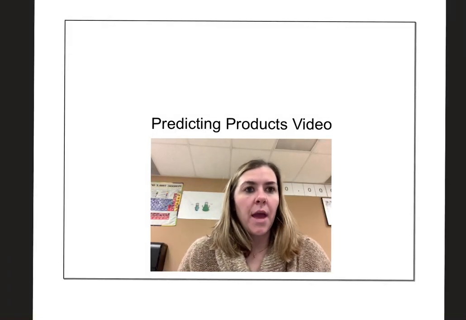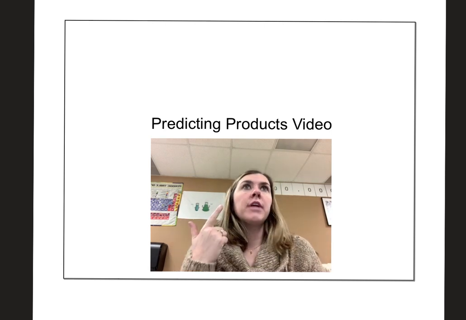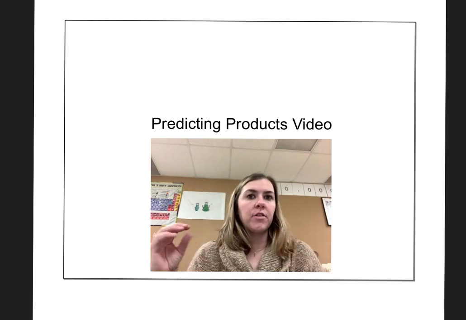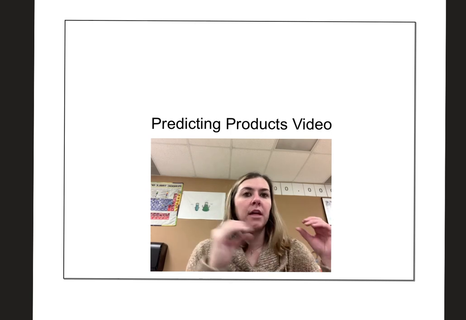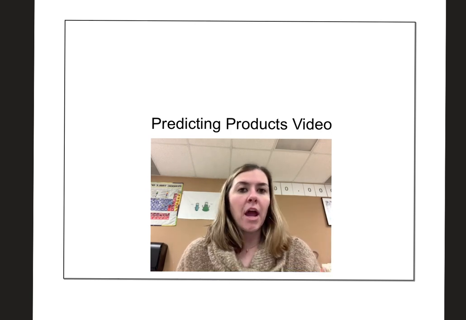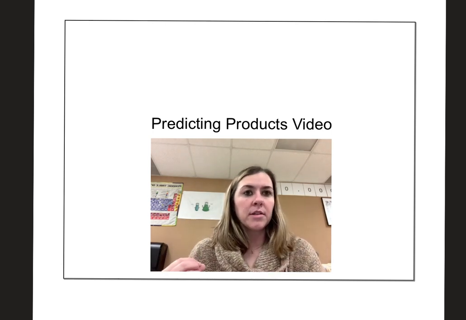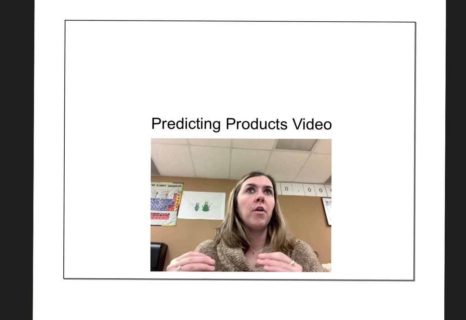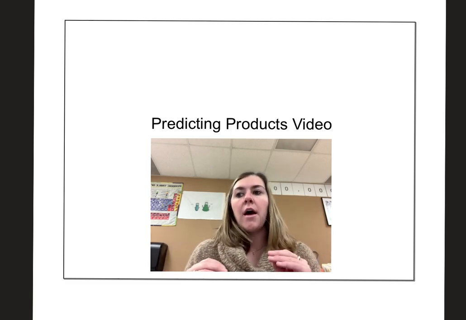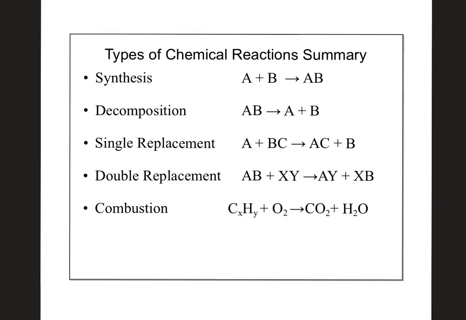I have a video today on predicting products. So you learned how to balance chemical equations. You learned how to write chemical equations. If I give you the chemical names, you can write the formulas and then balance. We learned the different types of chemical reactions, and now we're going to put all of that together. If I give you the two starting chemicals, can you use what you know based off the types of reactions to predict what the products of the chemical reaction will be?